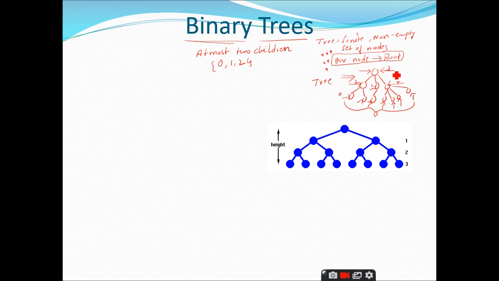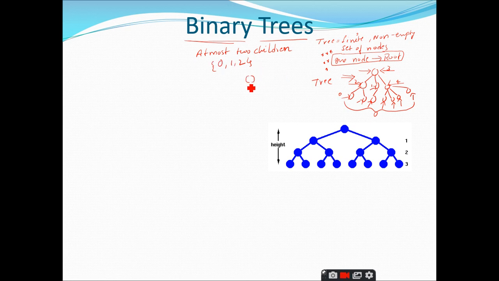We don't have any applications on these general trees. We just use them to represent hierarchical data. But when coming to the concept of binary trees, we have a lot of applications. So what applications have we seen in the earlier slide? All those are the applications of binary trees, where at most 2 children are allowed. Is it clear up to this point? Yes, sir. So at most 2 children.